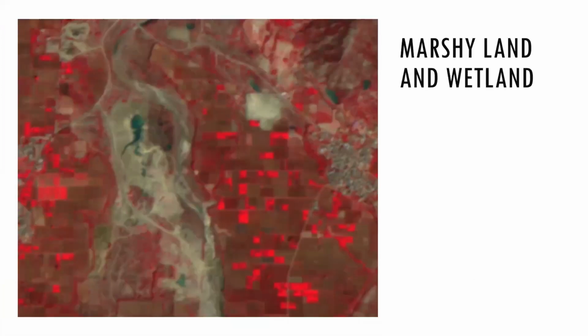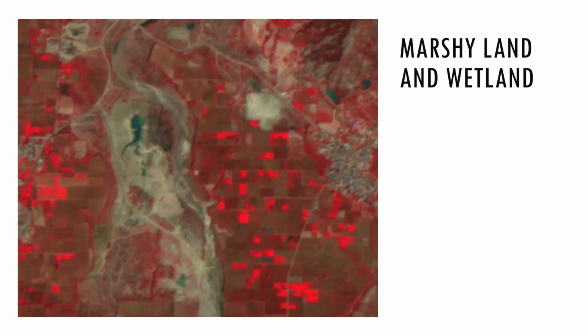Moving on, let's understand how you can identify marshland or a wetland. Marshland and wetland form among the darkest regions on the aerial photograph. The combination of water and dense vegetation causes them to absorb more light, giving them a deep dark appearance.